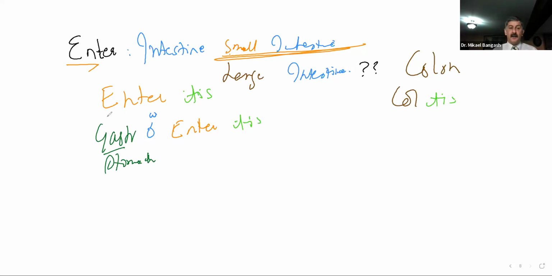Did you guys get that? Enteritis is just going to be inflammation of the intestine alone. Which intestine? The small intestine. Did you guys get that? Right. We can also say, let's take a look, enteric.